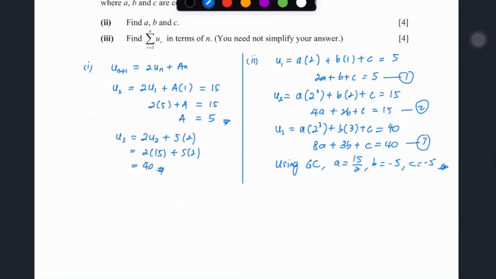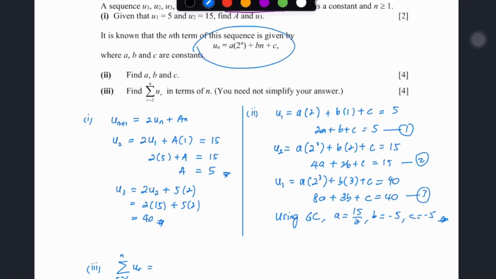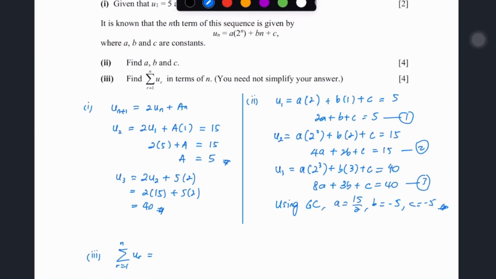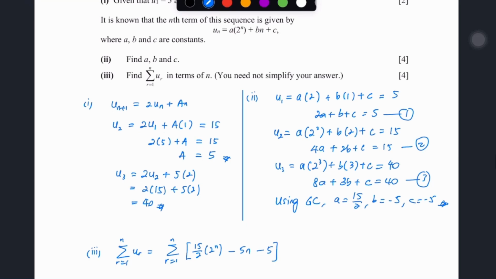Okay, so part 3. Because of this, we want to find the sum from 1 to n of U_r, in terms of n. So what we need to do is make use of the general formula over here. So this one over here, I have a sum from 1 to n of A times 2 power n plus B times n plus C.